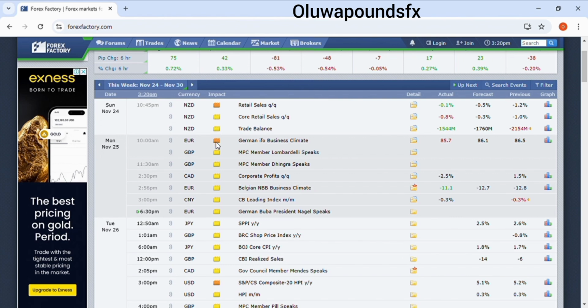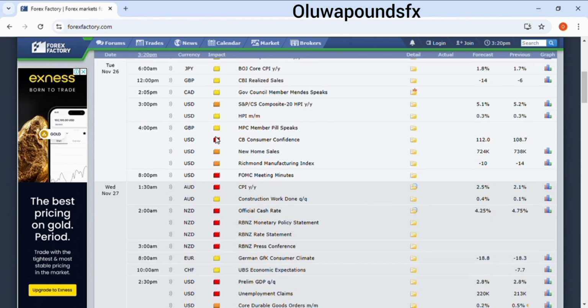This is a medium, while this is the high impact. This particular impact moves the market. This is when you will see your spikes to the upside or your spikes to the downside. You can also see this. This is also a high impact news.